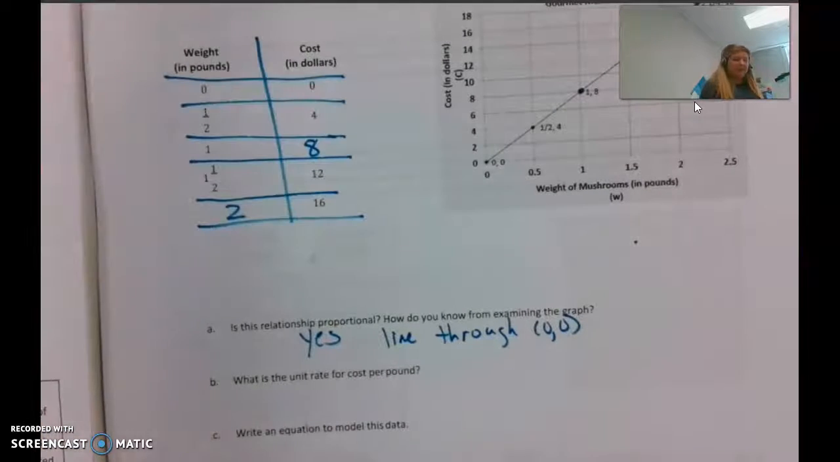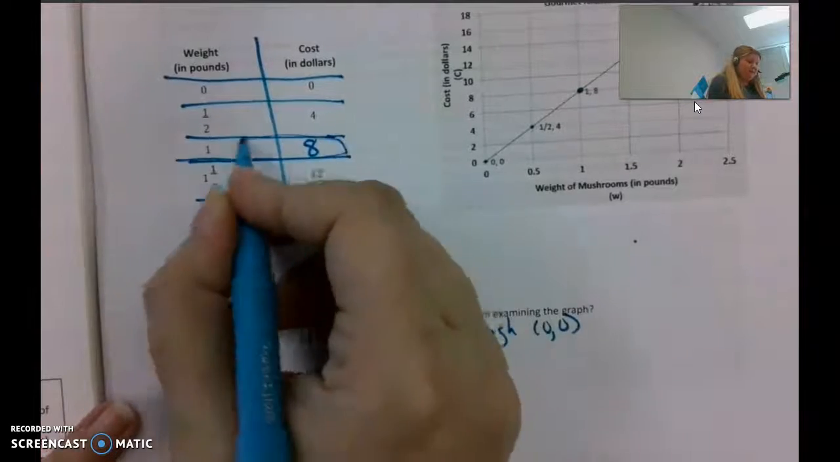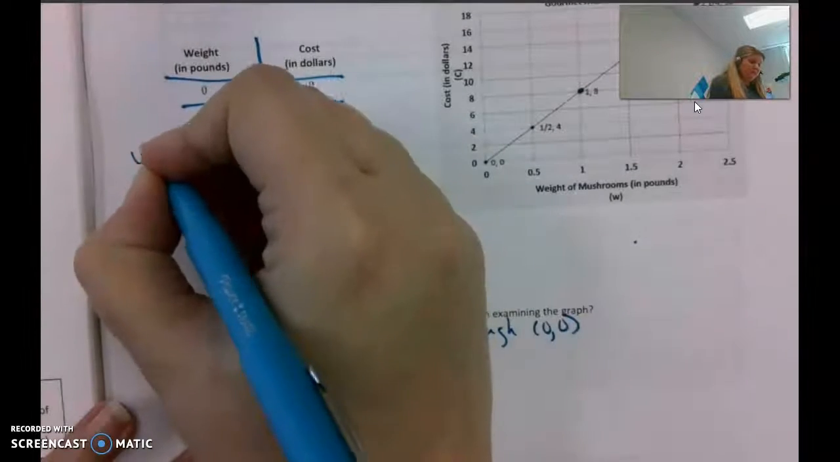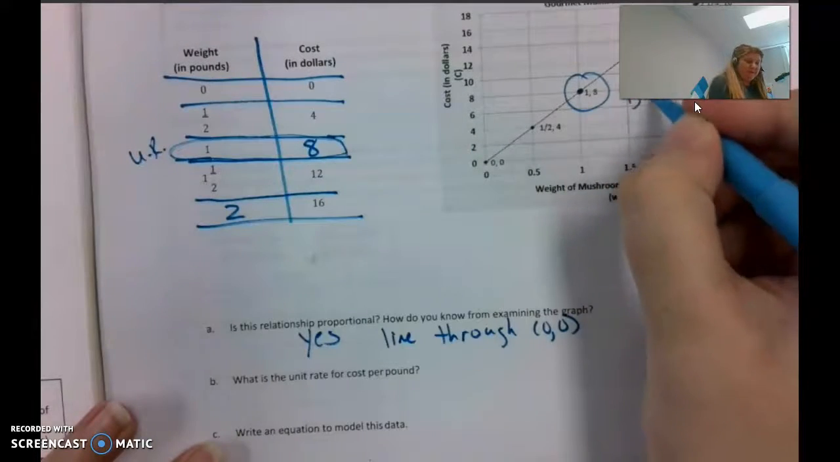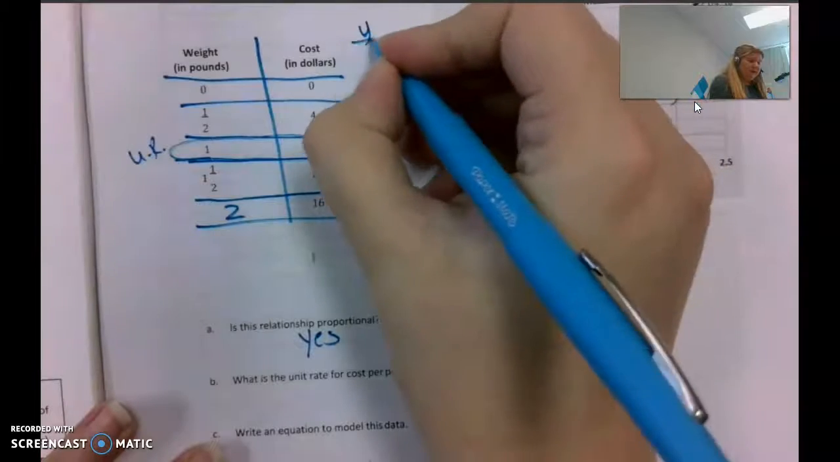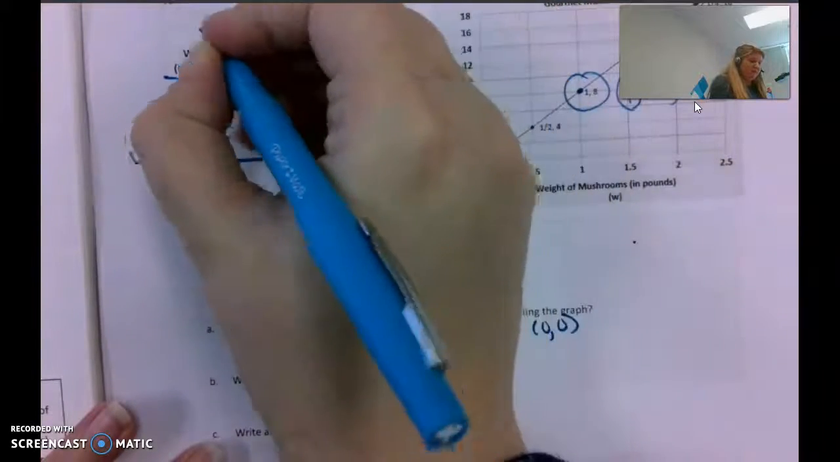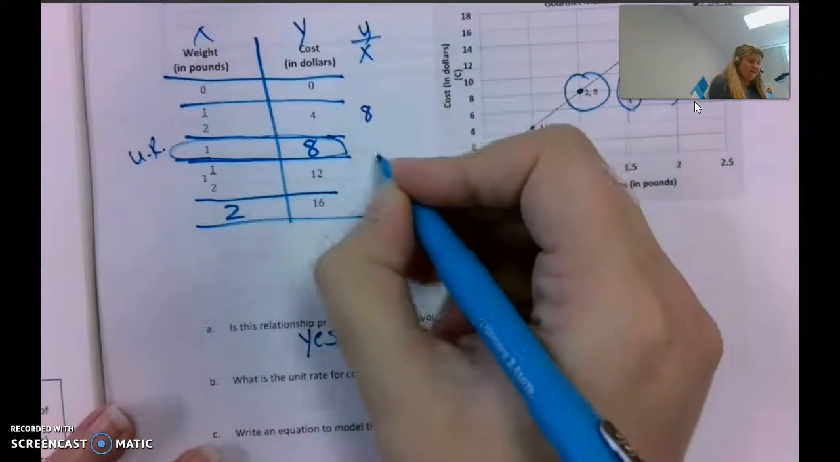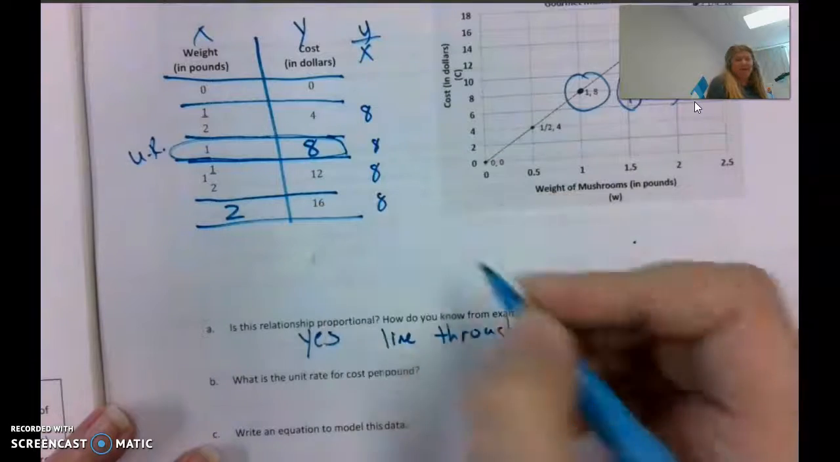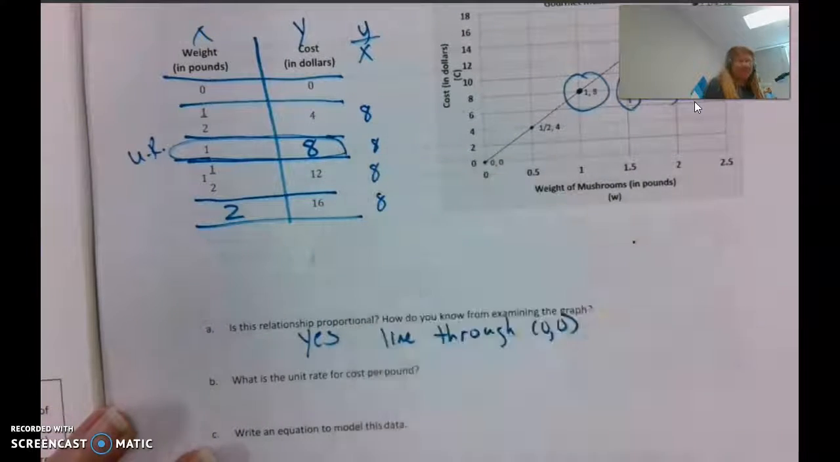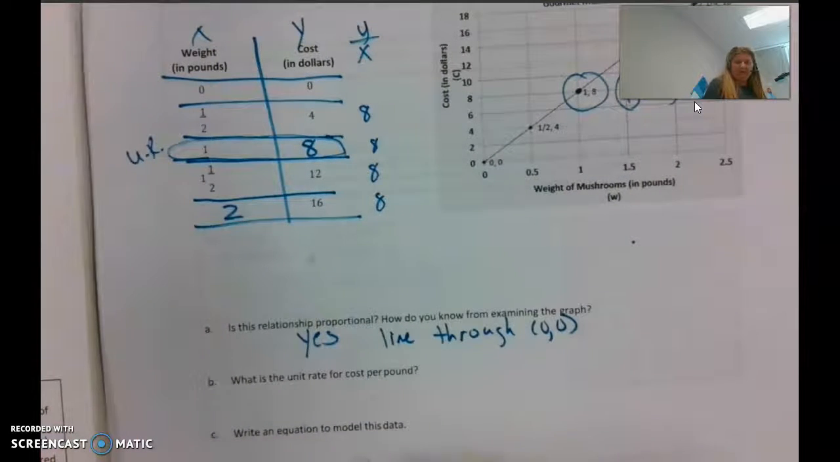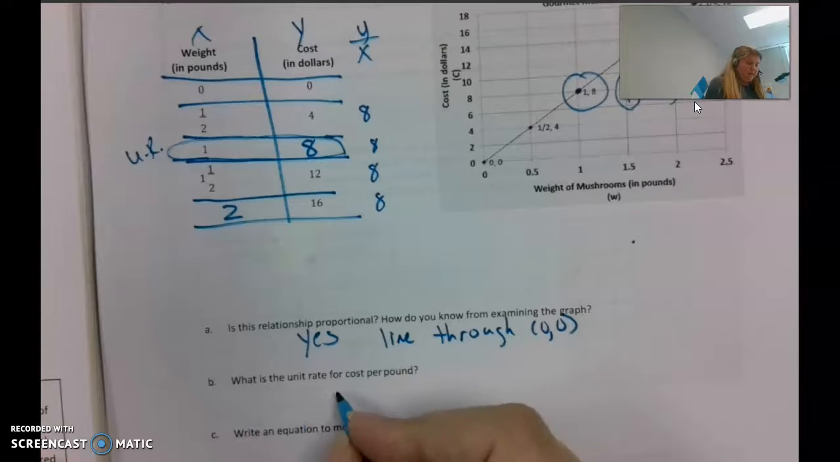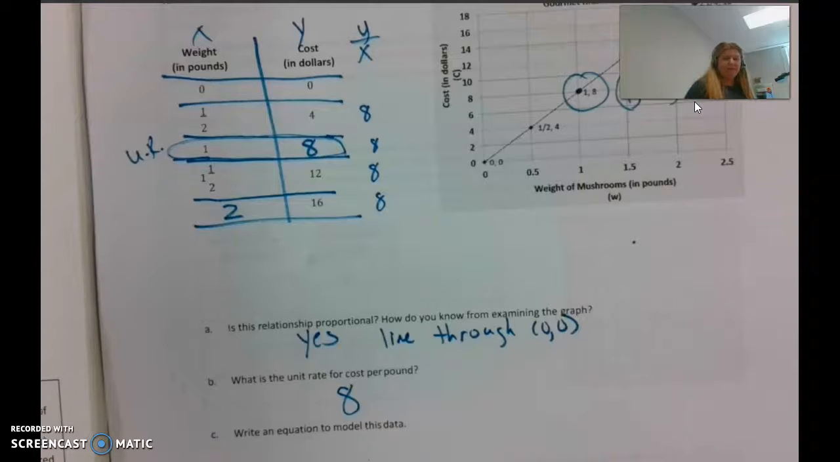Okay, what is the unit rate or the cost per pound? So the unit rate is here. The unit rate is here. The unit rate is also, if I do y divided by x, each time I get 8. And if you don't believe me, do it on Desmos or a calculator or mentally by hand if you can. Okay, the unit rate for the cost per pound is 8. It is $8 per pound.